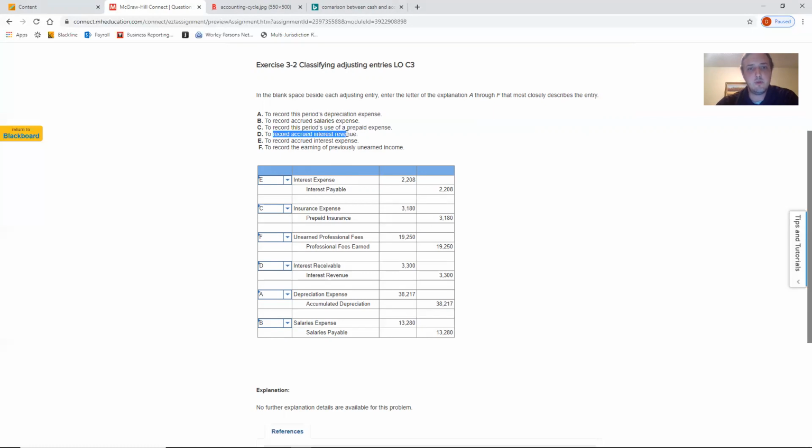Interest revenue, right here, increase the receivable, increase the revenue. Interest expense, debit, increase the expense, credit the payable. And unearned income, we're now earning it, so we want to decrease the liability, debit it, credit the revenue. Okay.